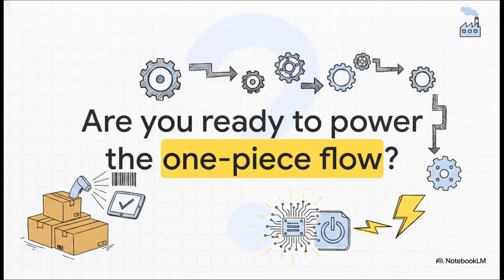And that brings us to the end of step 1. By executing this unloading and digital capture process flawlessly, you aren't just moving boxes around. You are the catalyst that sets the entire automated supply chain in motion. You're turning paper into power. So the final question I'm going to leave you with is this. Are you ready to power the one-piece flow? Armed with this understanding of how critical it is to connect safe physical handling with precision digital scanning, I hope you're feeling empowered to step onto the floor and make it happen.